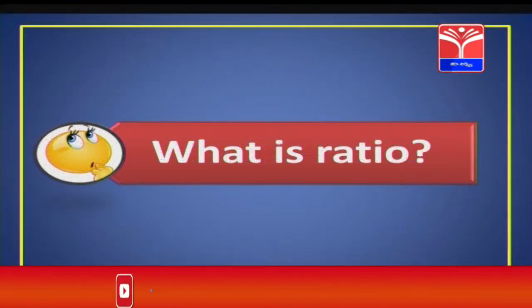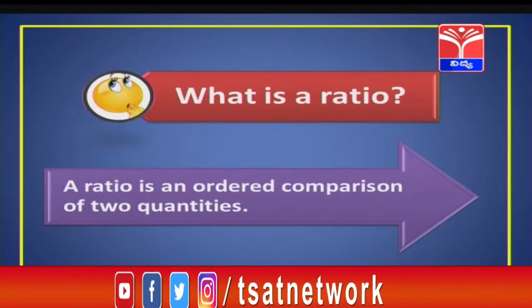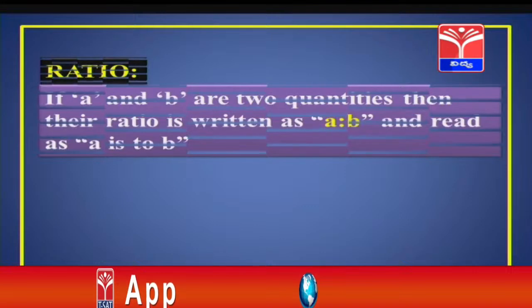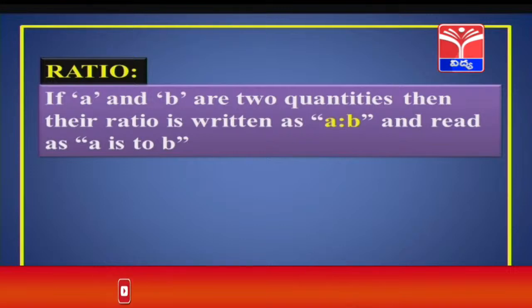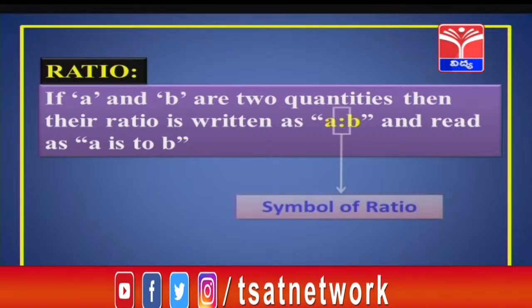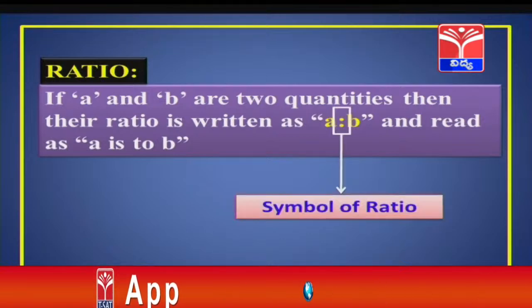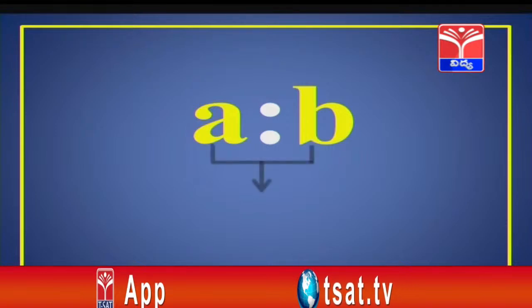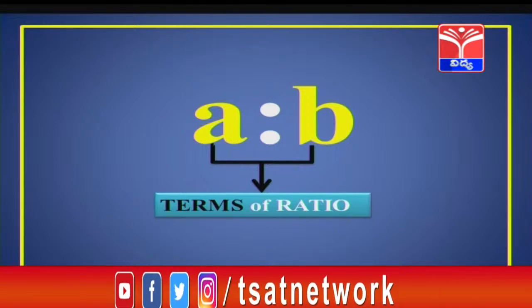Children, can you tell me what is a ratio? That is right. A ratio is an ordered comparison of two quantities. If A and B are any two quantities, then the ratio is written as A colon B and we read it as A is to B. Children, can you see the highlighted part here? So, this colon represents the symbol of a ratio. Now, this A is to B, here A and B are called the terms of the ratio.